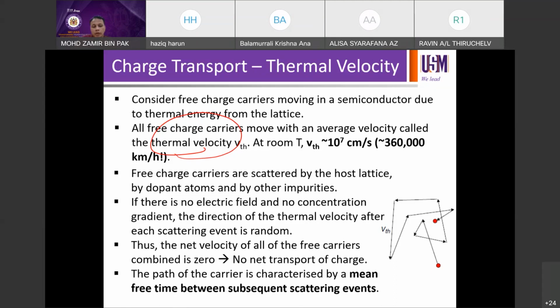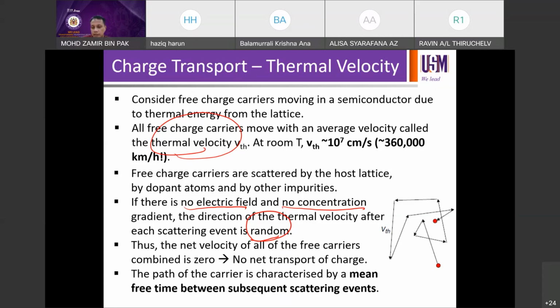Okay. If there is no electric field and there's no concentration gradient, okay, remember these two keywords. If there's no electric field and there is no concentration gradient, the direction of the thermal velocity after each scattering is random. If there is no electric field, then there's no what component that we discussed in the previous page? Anyone? There's no drift. Good. And if there is no concentration gradient, hence there is no what component?